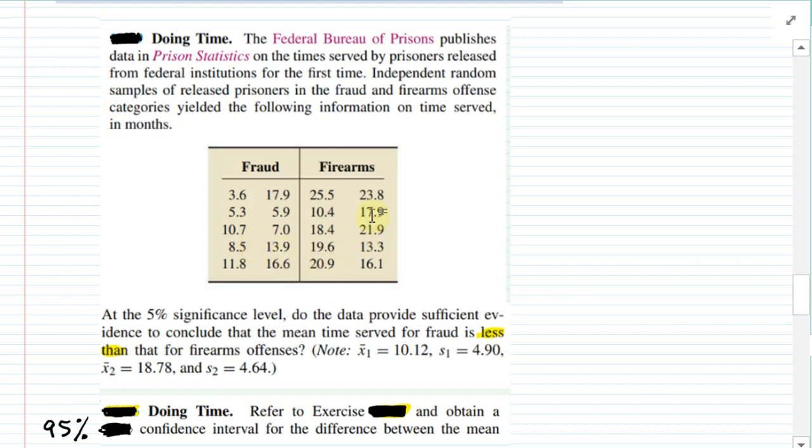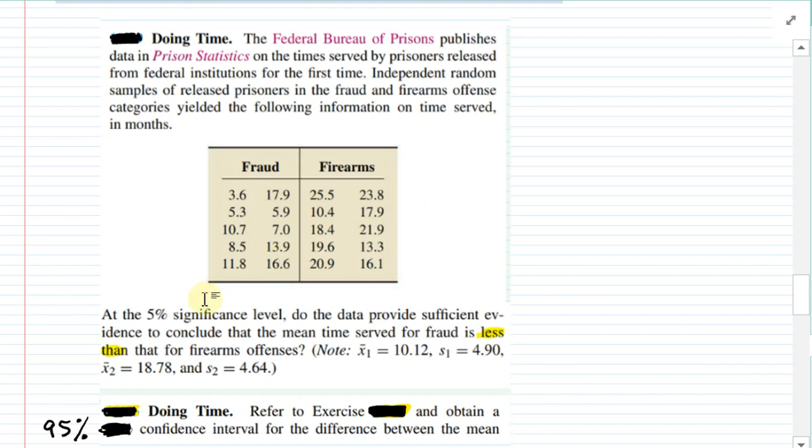And by contrast, take a look at the time served for firearms. Most of these are in double digits. So as high as almost 2 years, right? 25.5 months, 2 years. And the lowest was this double digit, 10 months. Okay, so just by looking at these, it looks like you would expect to do more time for firearms than you would for the fraud category.